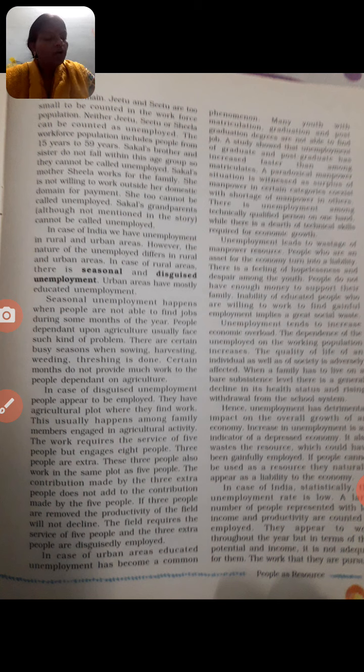Now in India we have seen that unemployment exists, and more than 20% of our Indian population suffers from unemployment. But the situation or the types of unemployment are not the same in rural areas or in urban areas, or among educated people and uneducated people, among males and females.